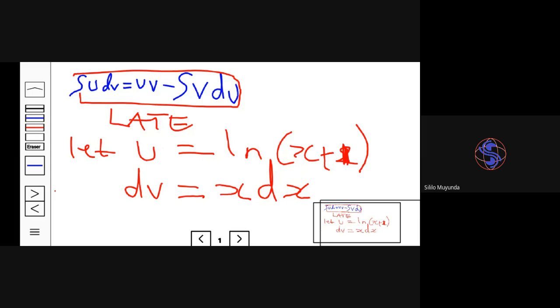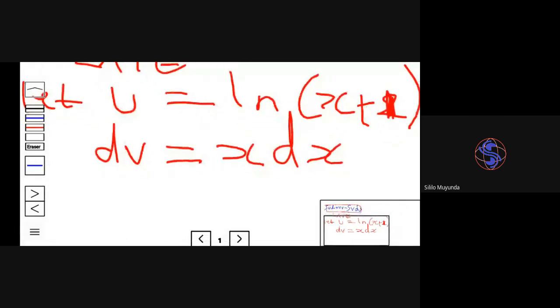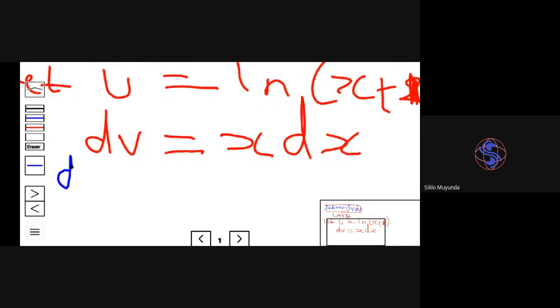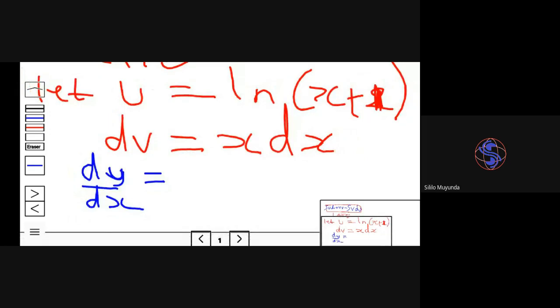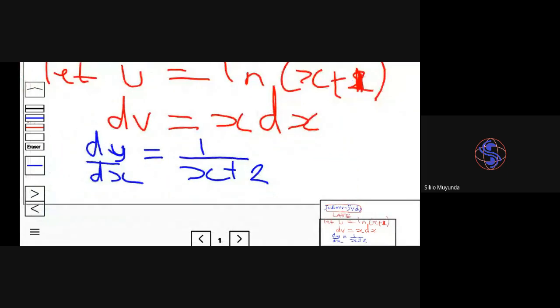What is remaining is for us to find the v and the du. To get the du, you differentiate the u part. So if you want to get the du, you say du/dx is equal to, you differentiate the ln. When you differentiate ln(x plus 1), you are going to get 1 over x plus 1. So we have found our du. This is our du.